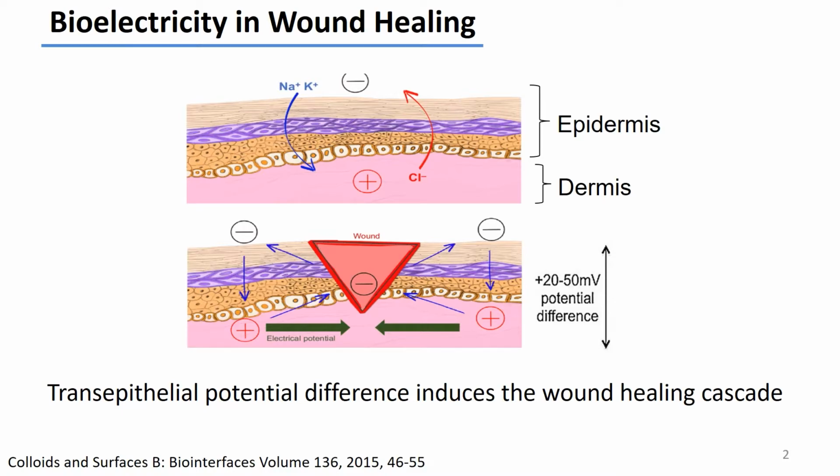Following skin injury, the transepithelial potential is disrupted, and this induces an endogenous direct current electric field which is directed towards the middle of the wound, as indicated by the direction of the bold green arrows. This endogenous electric field initiates the wound healing cascade and stimulates the migration of cells such as fibroblasts and macrophages.